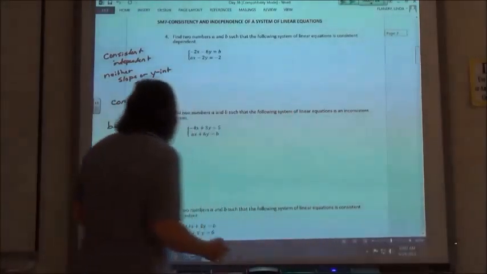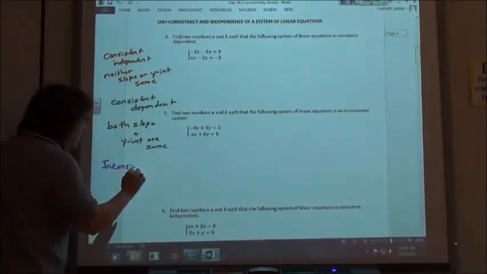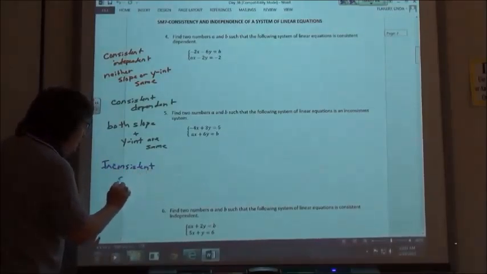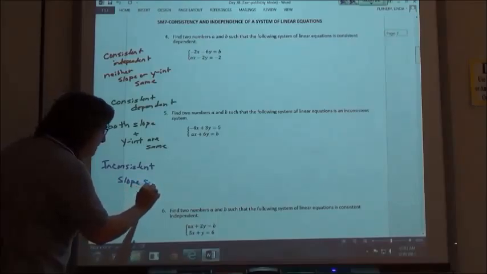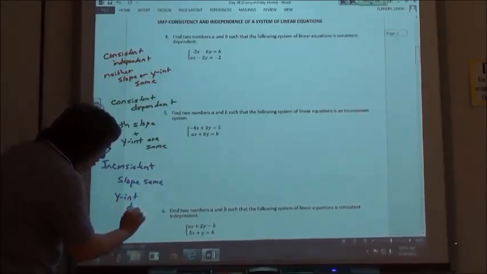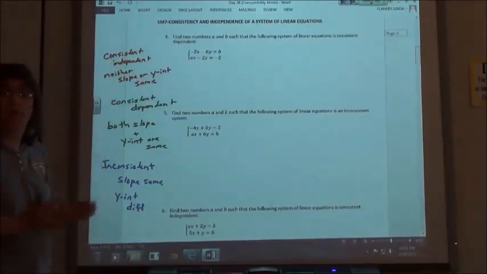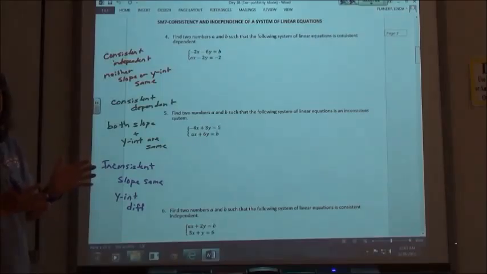And if I'm going to have the inconsistent one, the slope has to be the same, but the y-intercept is going to be different. It still has to have the same slope in order to be parallel, but you don't want it to be the exact same line, so they have to have different y-intercepts.